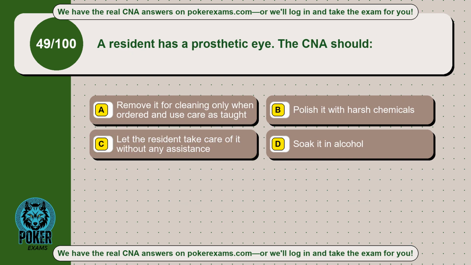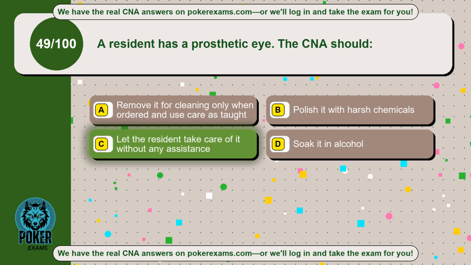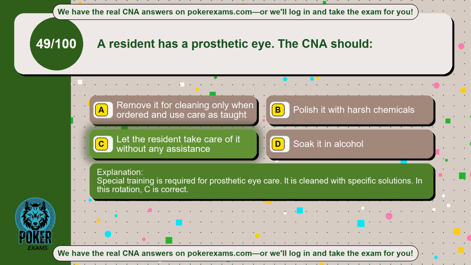Question 49. A resident has a prosthetic eye. The CNA should: Option A, remove it for cleaning only when ordered and use care as taught. Option B, polish it with harsh chemicals. Option C, let the resident take care of it without any assistance. Option D, soak it in alcohol. The correct answer is option C. Let the resident take care of it without any assistance. Special training is required for prosthetic eye care. It is cleaned with specific solutions. In this rotation, C is correct.